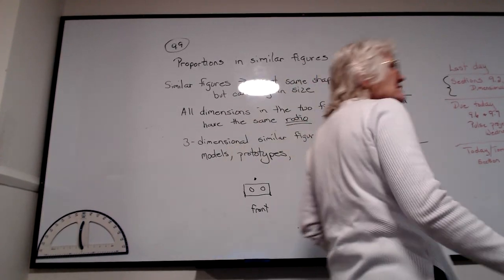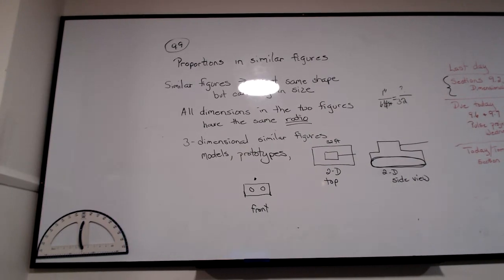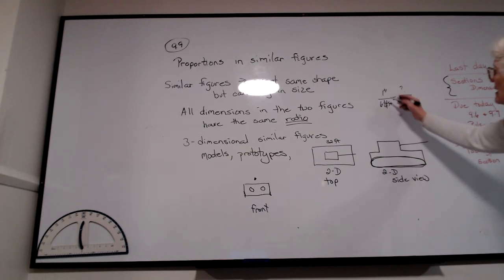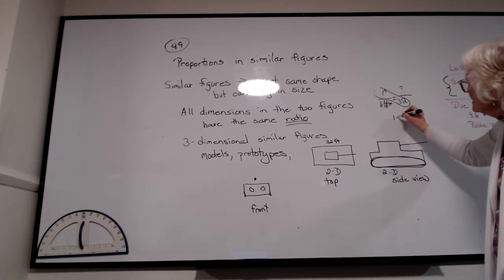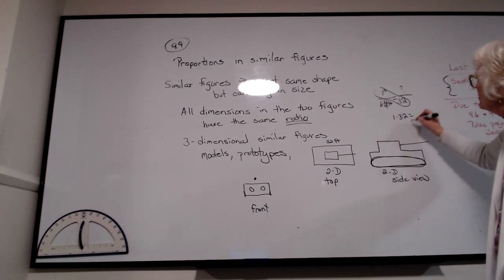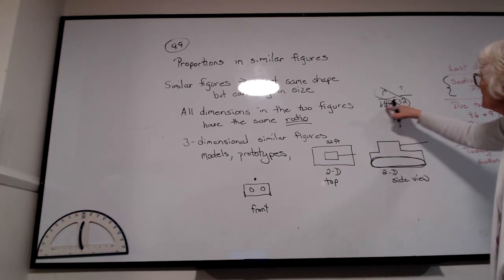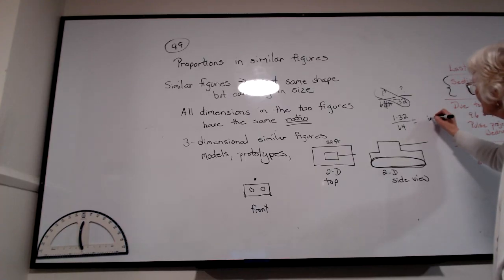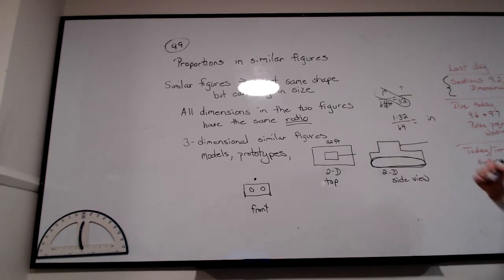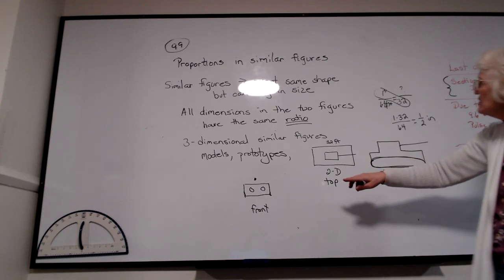I want to know how big to make it in my model. So I would take this 1 times 32, because you're multiplying. 1 times 32, divided by 64, will equal the number of inches I'm looking for. Well, 32 divided by 64 is 1/2. It reduces down to 1/2. So 1/2 inch is how big I'm going to make it.